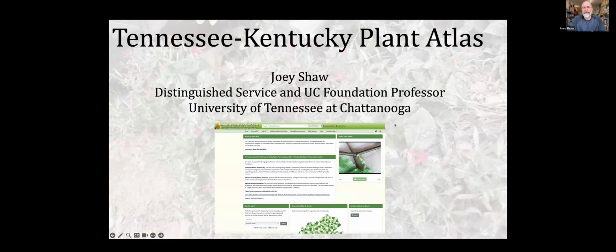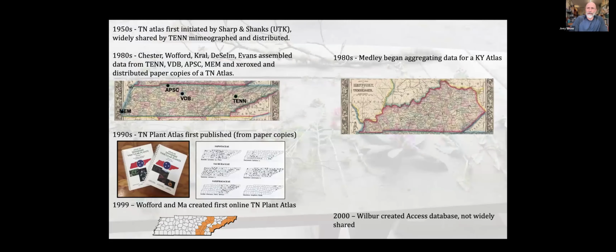So excellent. Thanks for having me this morning, everybody. I'm really excited to point out to you the Tennessee Kentucky Plant Atlas and how this is really a resource beyond a lot of the other available plant atlases that you may be more or less familiar with. I'm not sure. So I'll start out by giving you a little bit of background about how these tools got started in both of our states.